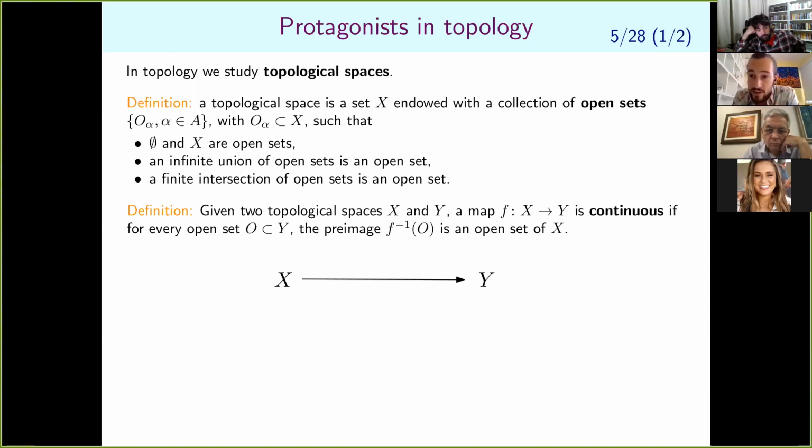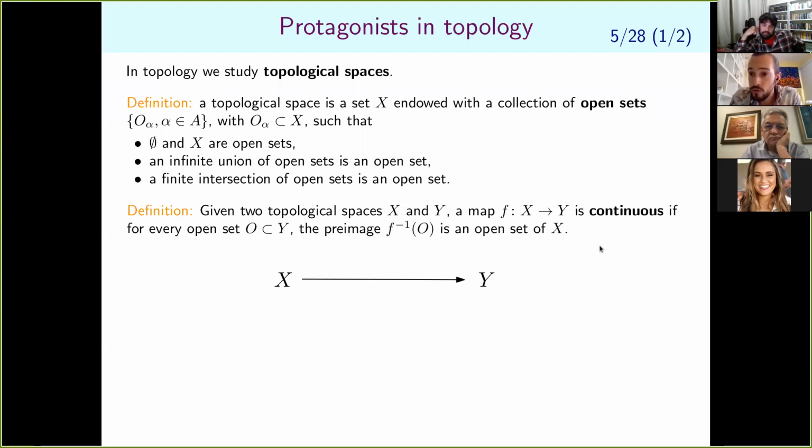And now we can define the notion of continuity between two topological spaces. So say I have X and Y, two sets endowed with a collection of open sets. A map between them is continuous if, when I take any open set of Y, its preimage by F is an open set of X, right?